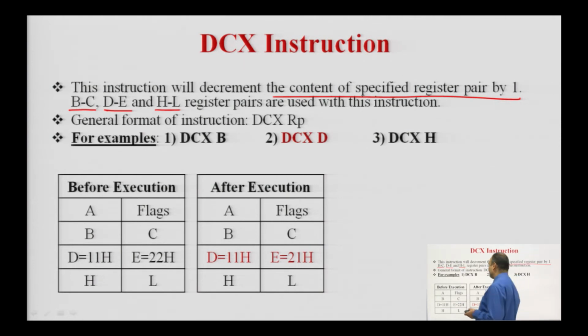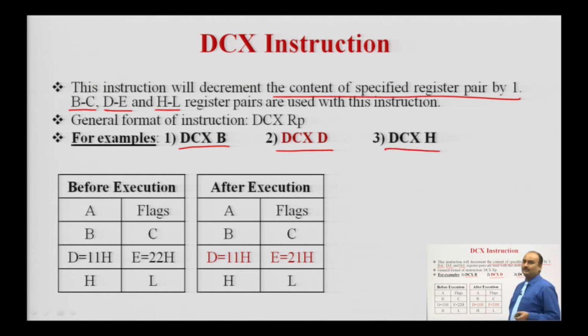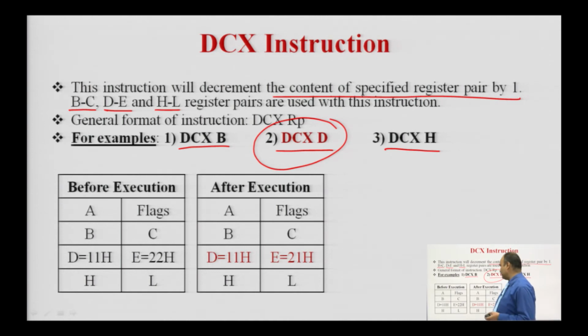Examples of this instruction are DCX B, where the BC register pair is used, DCX D, where the DE register pair is used, and DCX H, where the HL register pair is used. Here I am taking the example of DCX D. Before the execution of this instruction, the content of D register is 11H and the content of E register is 22H.